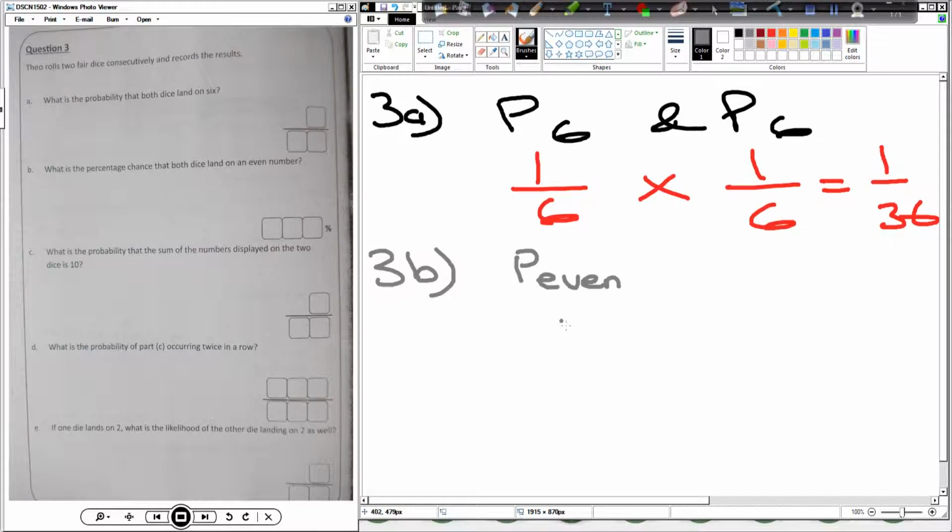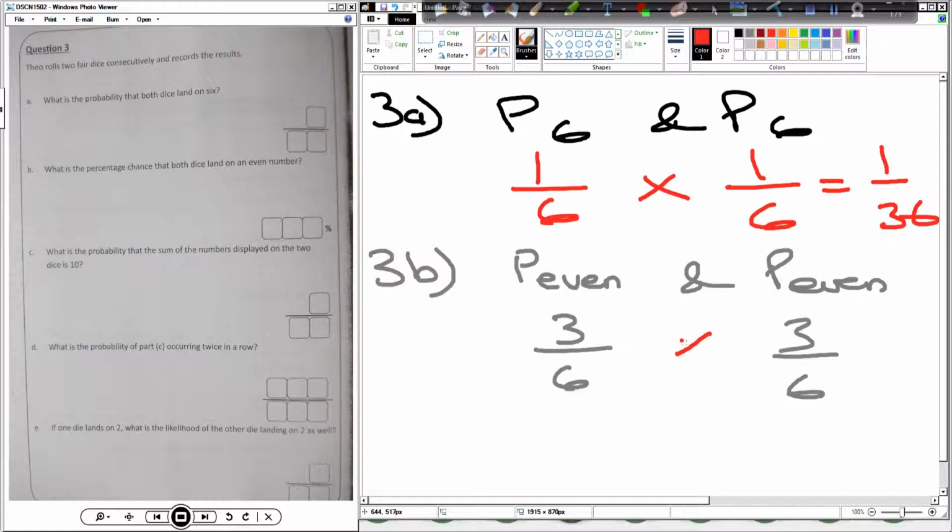3 out of 6. 3 out of 6. And what is the probability that you get even on the second one? 3 out of 6. And what does "and" mean? Times. What's 3 out of 6 times by 3 out of 6? That'll give us a quarter: 9 out of 36, which cancels down to a quarter.